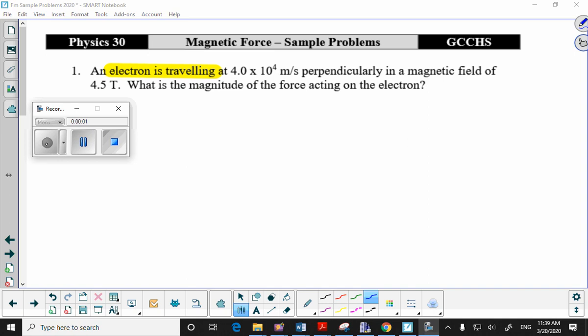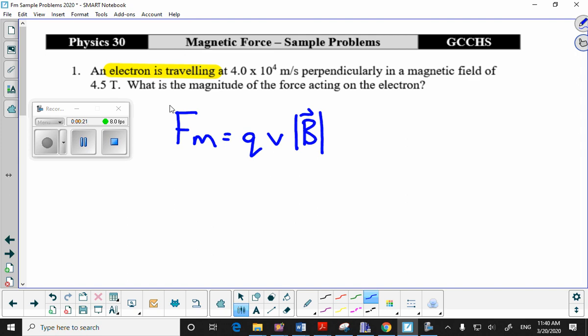We're going to do some magnetic force sample problems. Let's start off with question number 1. We see here that it says an electron is traveling. Because we're dealing with a charge, our magnetic force formula is equal to QVB.